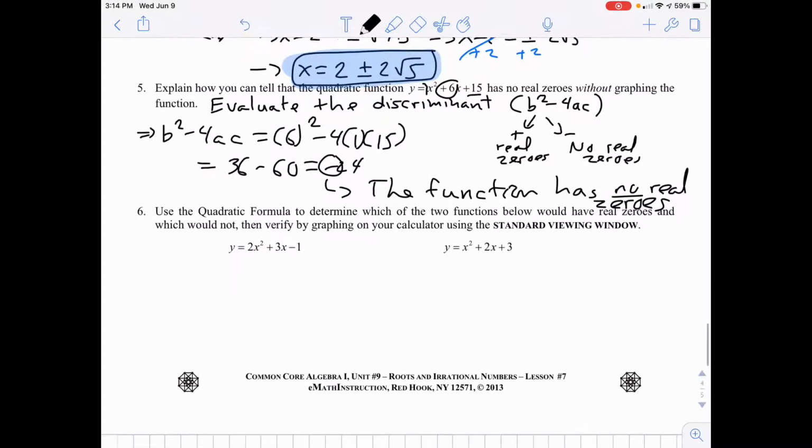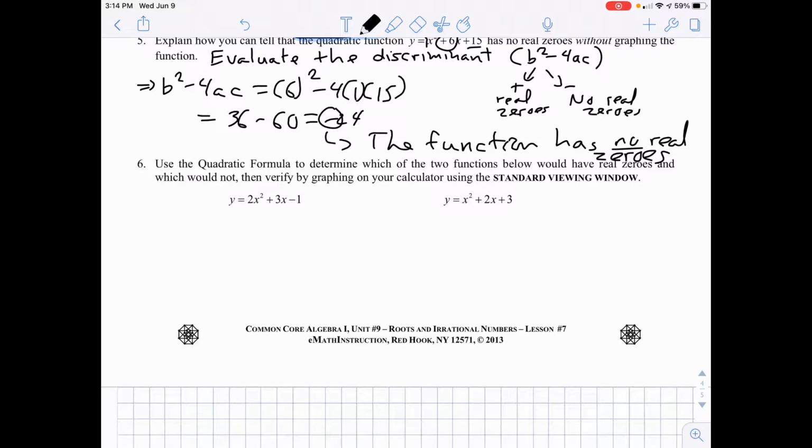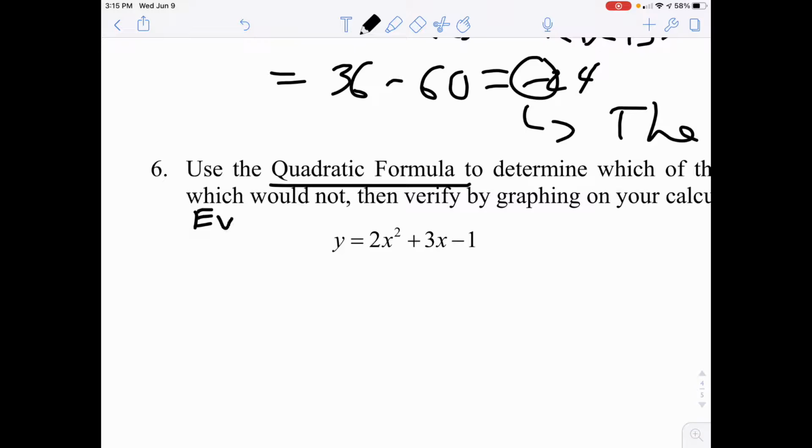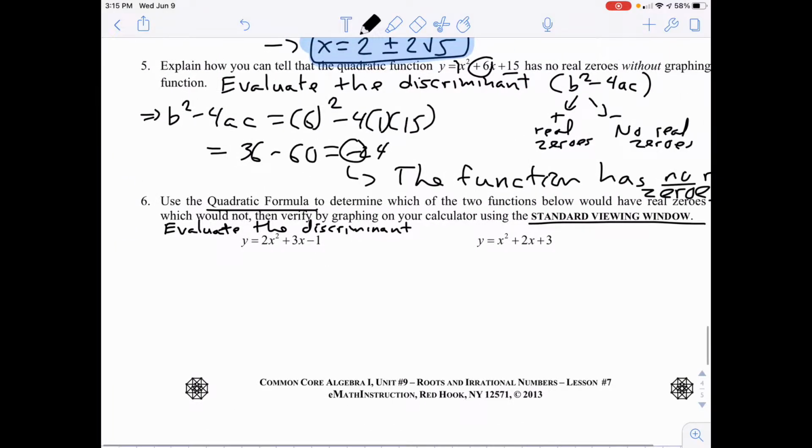Number 6. It says use the quadratic formula to determine which of the two functions below have real zeros and which do not, then verify by graphing them on your calculator using the standard window view. Okay, so I'm not going to actually use the quadratic formula. What I'm doing is I'm going to evaluate the discriminant. Evaluating the discriminant is a very quick, easy, efficient way to tell whether or not you have zeros. Again, b squared minus 4ac is the discriminant. If your answer is positive, you have 2 real zeros. If your answer is negative, you have no real zeros.